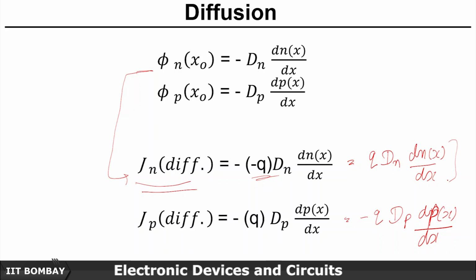No value of electric field is required. It depends on charge, which is obvious, on the gradient, and it also depends on the diffusion coefficient. So diffusion coefficient is very, very important. As you can see, the higher it is, the higher would be the diffusion current.